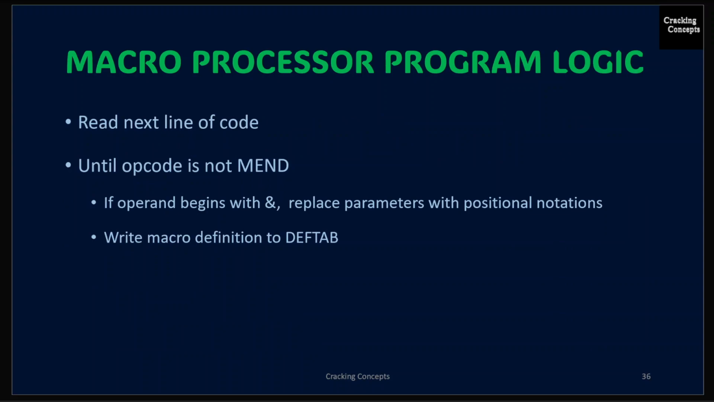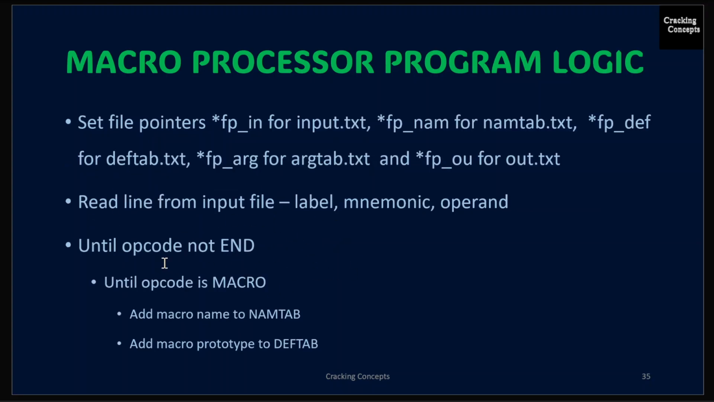if at all it is not MEND, and if the operand begins with an ampersand, it will replace the parameters with the positional notations. For example, question mark 1, question mark 2, etc. And it will write the macro definition to DEFTAB. Now all these will repeat until it's MEND. It's a loop going on here.